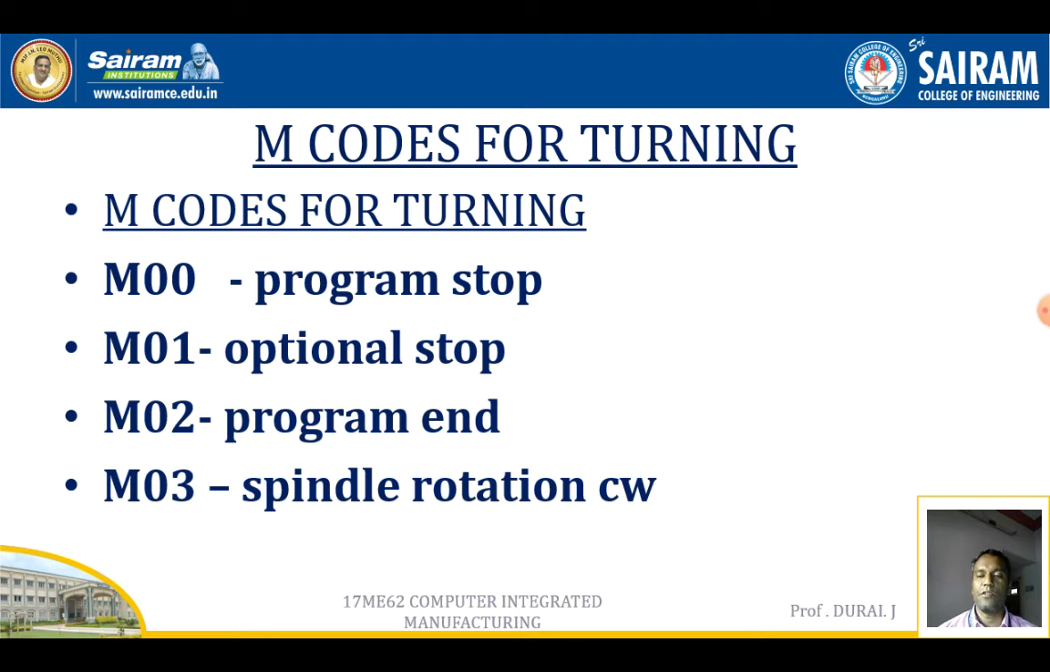Then comes the next one, M01, the optional stop. It is similar to the program stop. Here also we temporarily stop the tool, but the program stop stops every cycle, whereas with the optional stop we stop at every movement of the tool. With that we check the dimensions of the workpieces to achieve the required dimensions, and also check the tool insert sharpness. For that also this optional stop will be used.